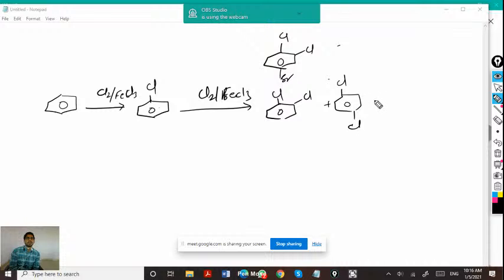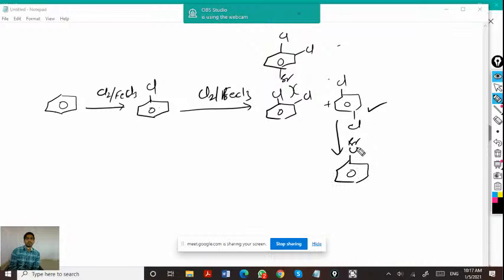So among these two, which is the major product? Para will be major because the other is going to have steric crowding. Okay, so again, if I do the bromination, what's going to happen?